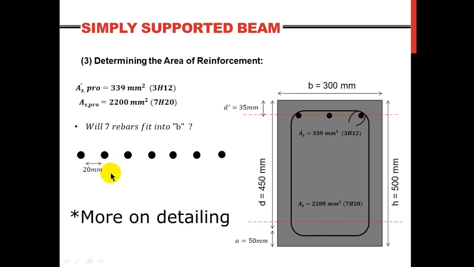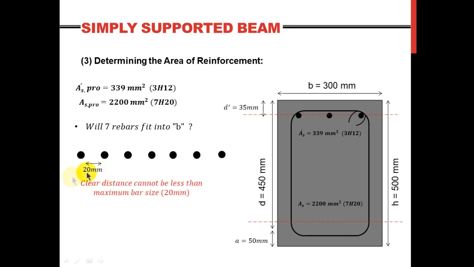Let's just calculate this. Now the minimum clear distance between one bar to another, and this is set by the code, has to be 20 millimeter, or the aggregate size plus 5, or the bar diameter. Here we have the bar diameter as 20. Since we are not given the aggregate size, I'm going to just take the bar size, which is 20. So I'm going to keep a clear distance of 20 millimeter between one bar and another. Let's make this quick calculation.